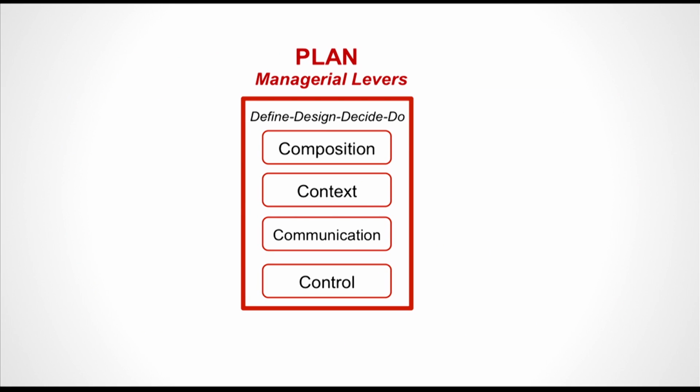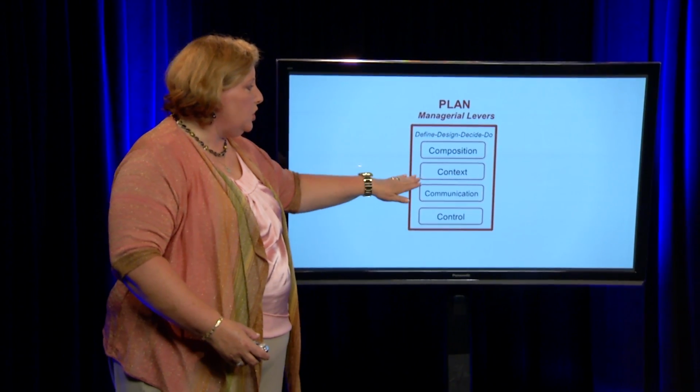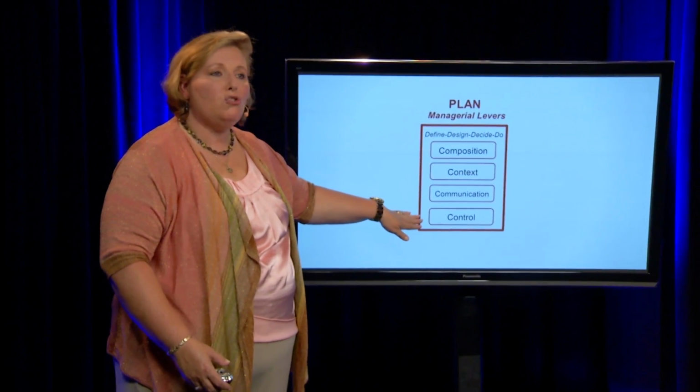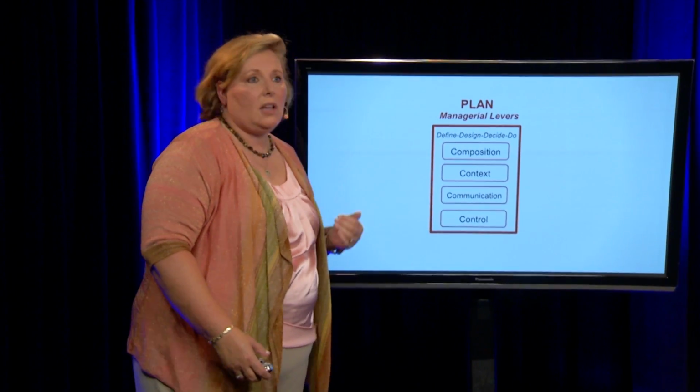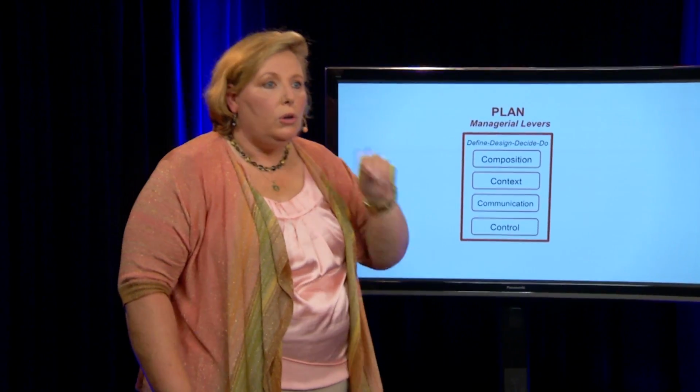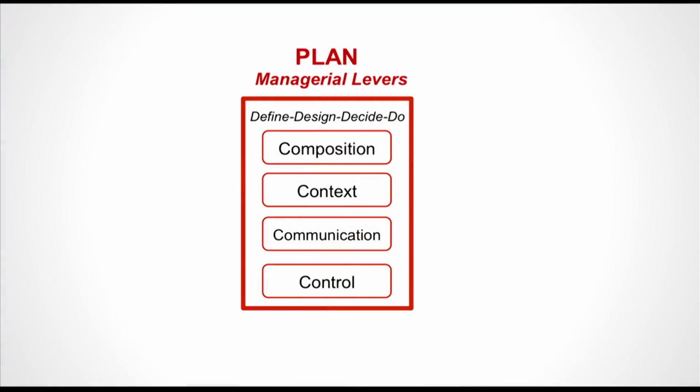But let's just start moving this forward just a little bit. What we're going to look at first is our composition, our managerial levers, where we're looking at composition, context, communication, and control. So what is composition? Who do you want to come to the party? Who needs to be invited to be included in determining what this decision is going to be?